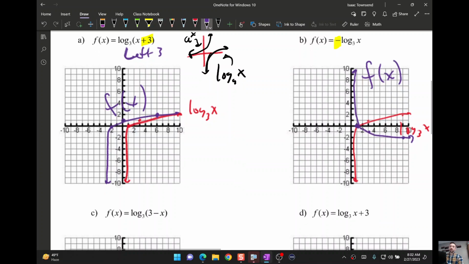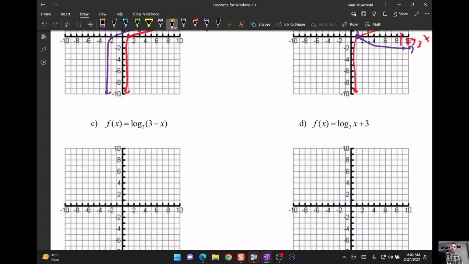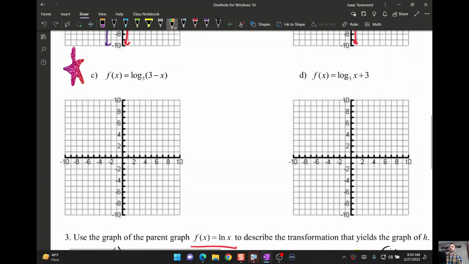Okay, I'm going to come back to C because this is the one I'm most worried about. I know we talked about it in your notes last time, but it's been a while and that's just a harder one to get. So question D, it's got log base 3 of x as the parent function.